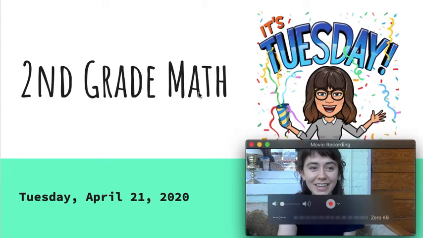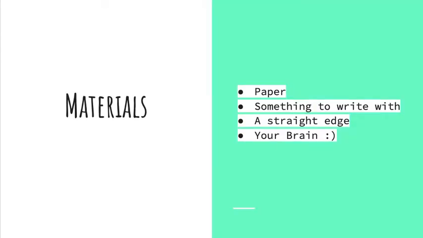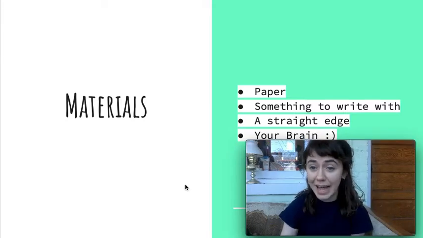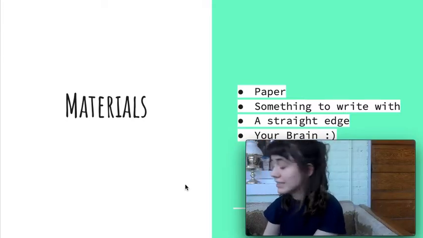And let's get started. So first of all, I want you to make sure you have all the materials you need to participate in this video. You need paper, you need something to write with, and I also want you to make sure you have something that's a straight edge you can use for tracing. So a straight edge just means a corner on something you could use to trace.